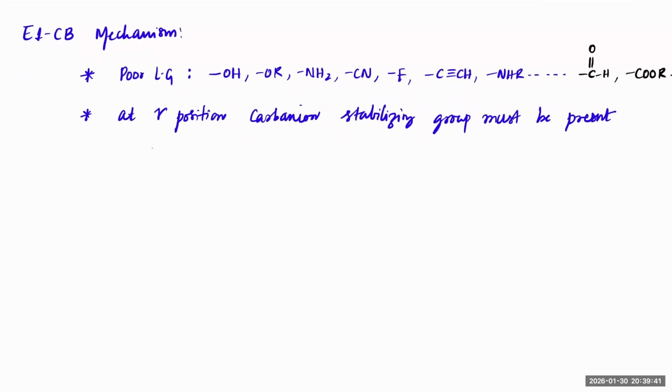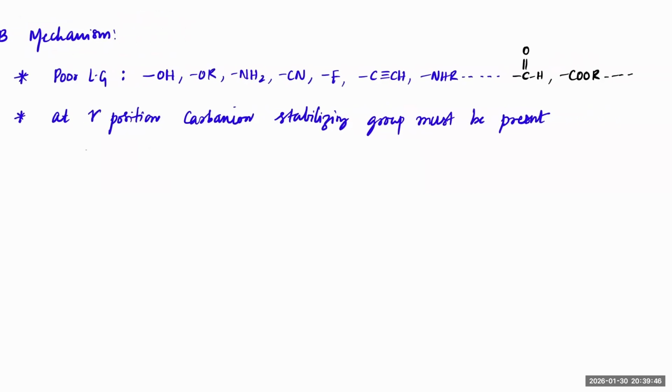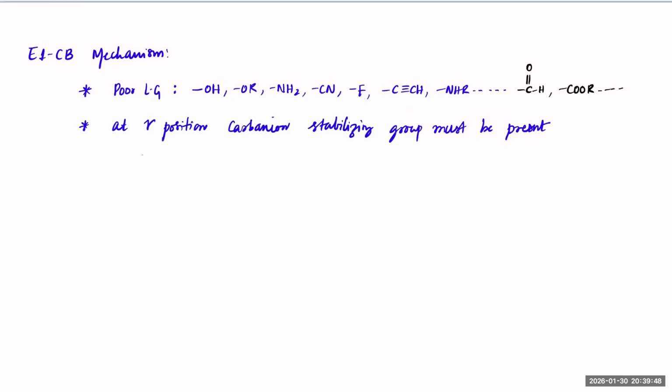Right, everybody, let's see. For the E1cB mechanism, what is the primary requirement? The requirement is that there must be a poor leaving group. Poor leaving groups are things like OH, OR, NH2, cyanide, fluoride, the acetylene group, NHR, aldehyde, ester.